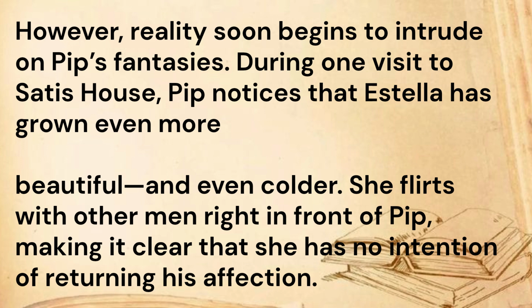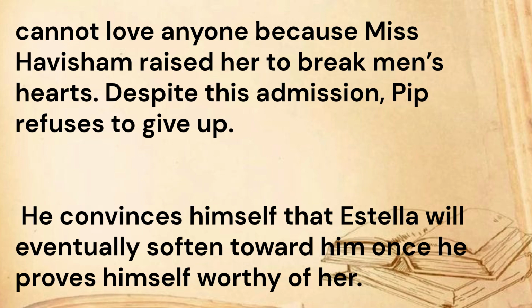During one visit to Satis House, Pip notices that Estella has grown even more beautiful and even colder. She flirts with other men right in front of Pip, making it clear that she has no intention of returning his affection. Estella admits to Pip that she cannot love anyone because Miss Havisham raised her to break men's hearts. Despite this admission, Pip refuses to give up. He convinces himself that Estella will eventually soften toward him once he proves himself worthy of her.